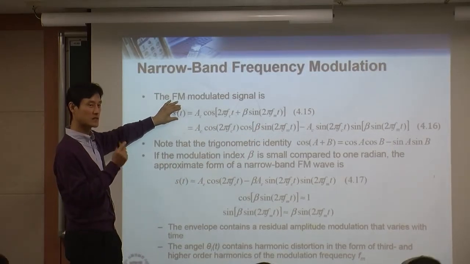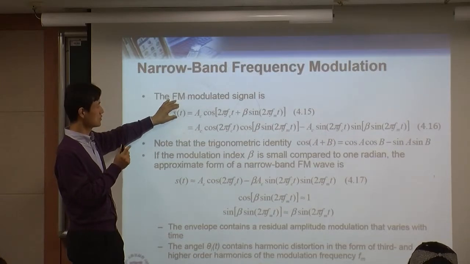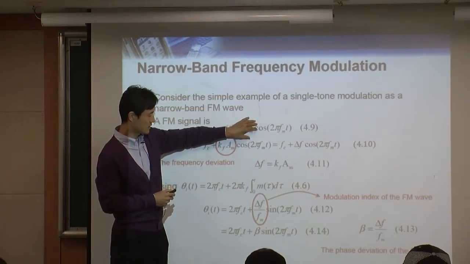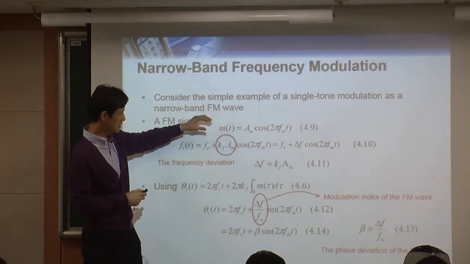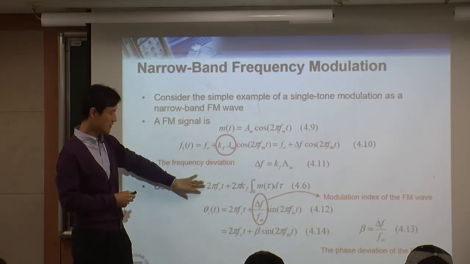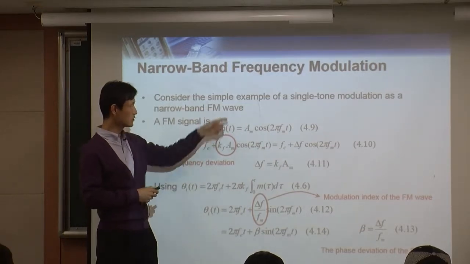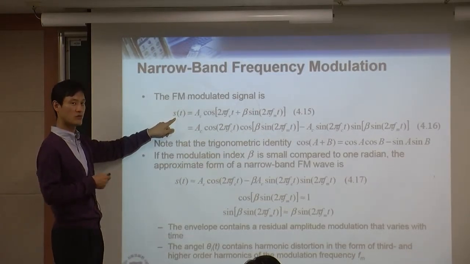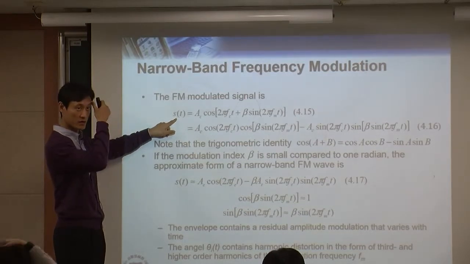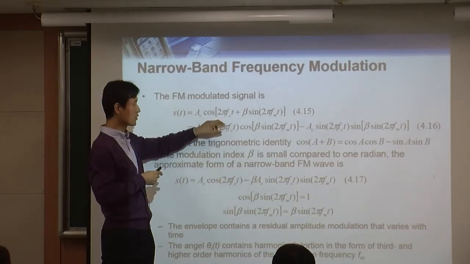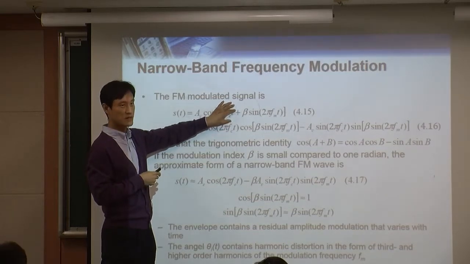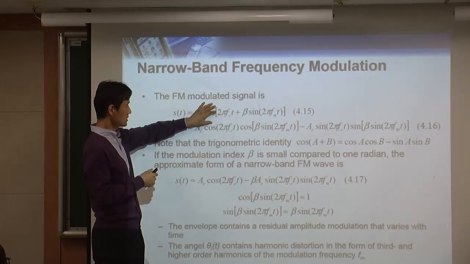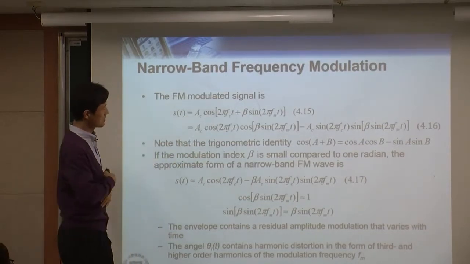If your message is a single tone message, let's go back. If your message is single tone like this, then you put this into frequency, and frequency goes to the angle, and once you get the angle, you put this angle into the carrier, and eventually you get this one, right? So this is the signal you are transmitting over the air. S(t) is what is transmitted over the air for that single tone message. So this is the FM signal after you do the FM modulation from the single tone message.